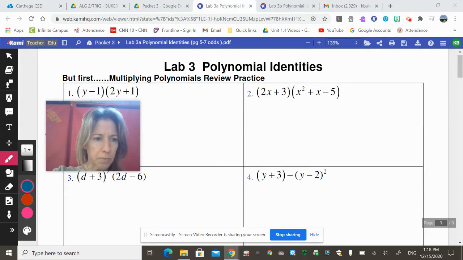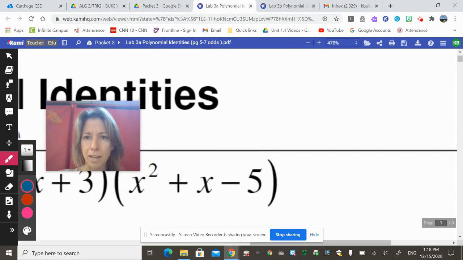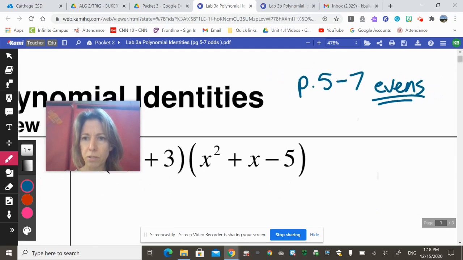Okay, guys, so this is the second part of Lab 3, Polynomial Identities. It's going to be a quick one, and we purposely did this because it's the same week as the test. We didn't want to fry your brain. So I'm going to call this one 3B, and instead of doing pages 5 through 7 odds, you're going to finish the evens. Okay, whatever I don't cover in the notes, you're going to cover for homework.